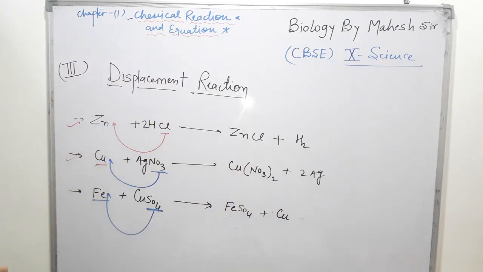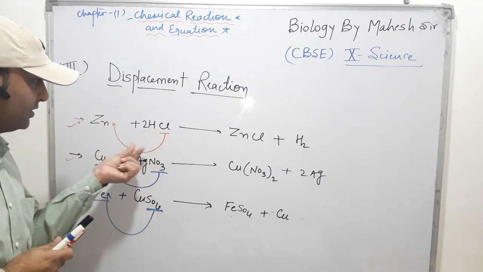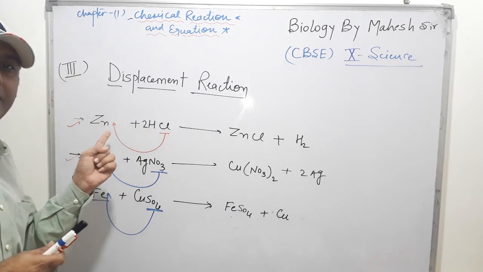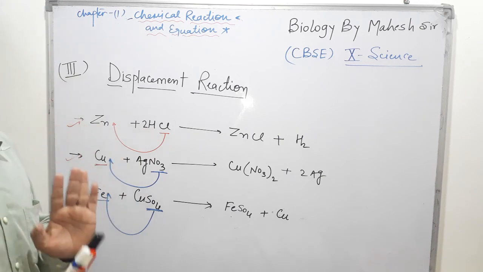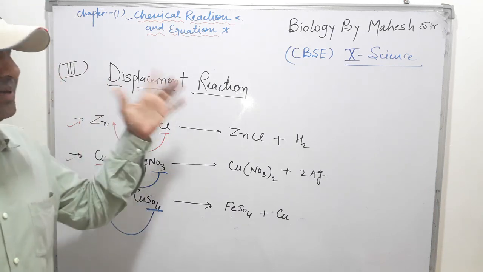So these are the three examples of displacement reaction in which only functional groups shift from one compound to another element. So here only single displacement takes place. In the next class we will take the double displacement reaction.